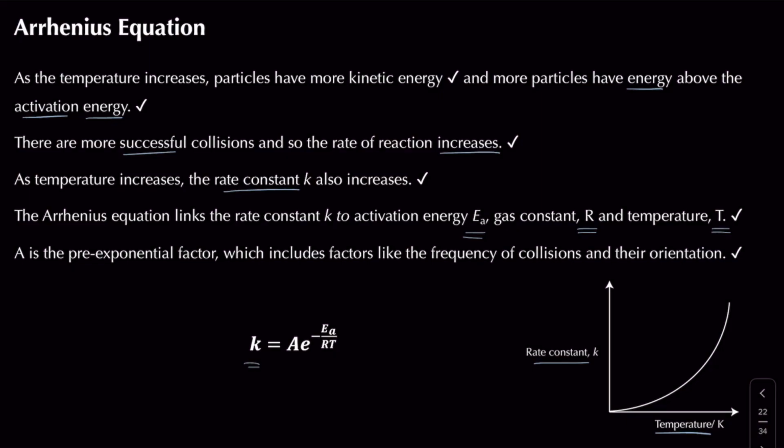Now, the pre-exponential factor is something new on here that we've not come across before. The pre-exponential factor A includes things like the frequency of collisions and the orientation as well. The activation energy is given to you in joules per mole. If it's ever given to you in kilojoules per mole, just remember to times by 1,000 to change it into joules per mole.